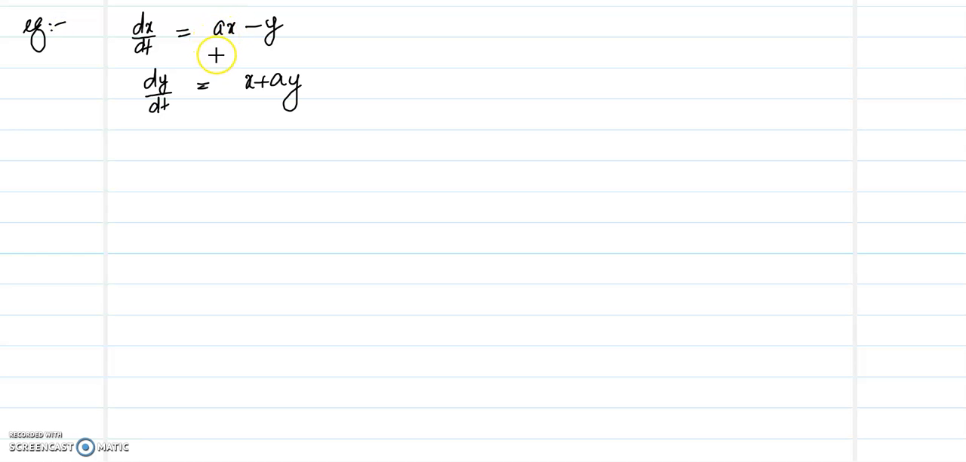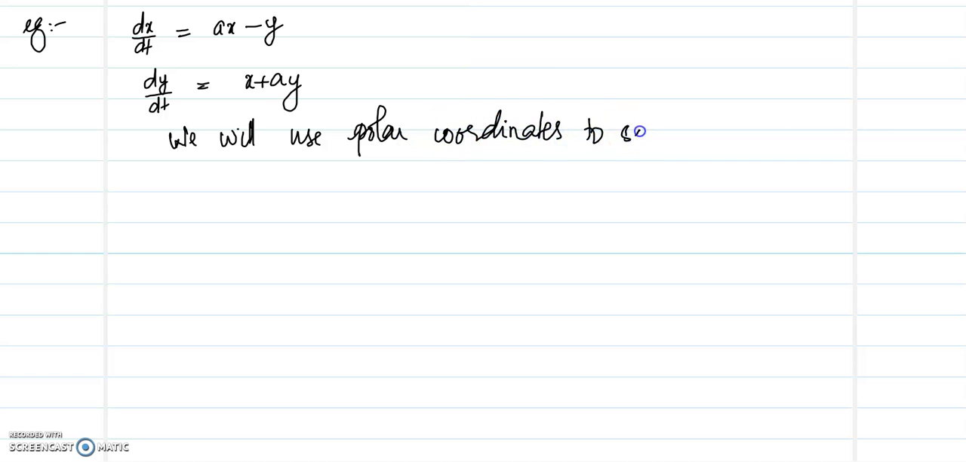System dx by dt equal to ax minus y and dy by dt equal to x plus ay. Now, in order to solve this equation, we will use polar coordinates. That will give us the solution more easily. So, we will use polar coordinates to solve this.